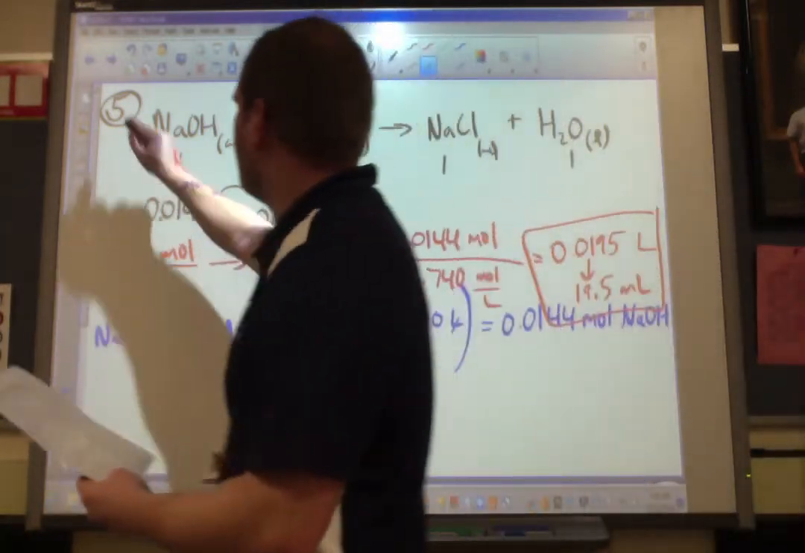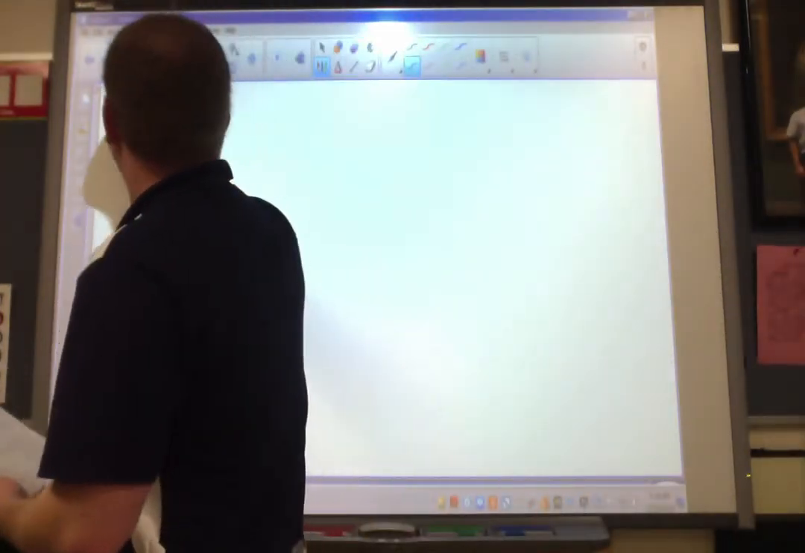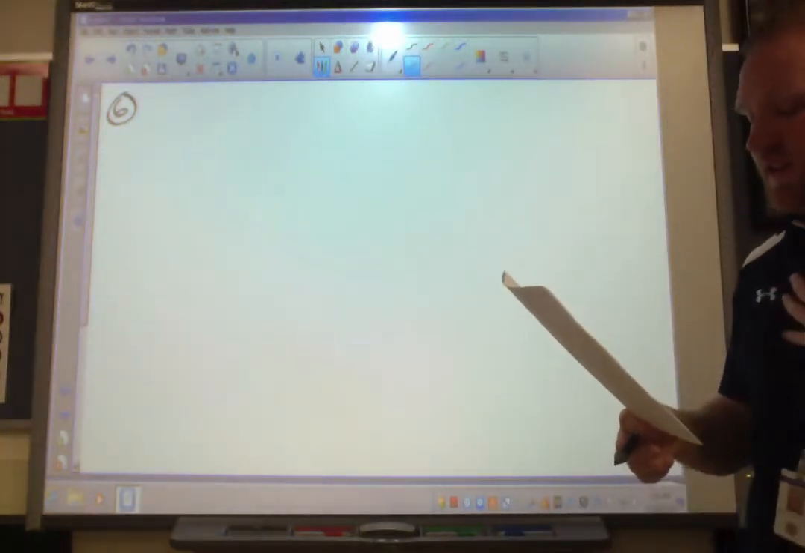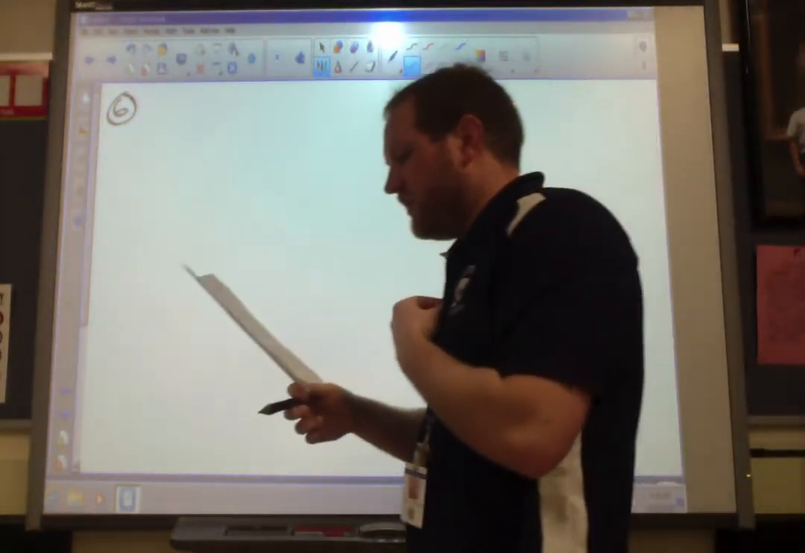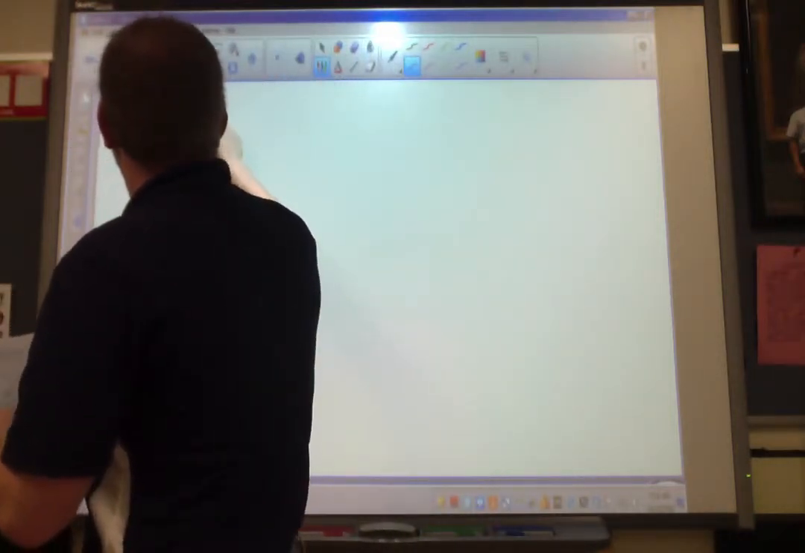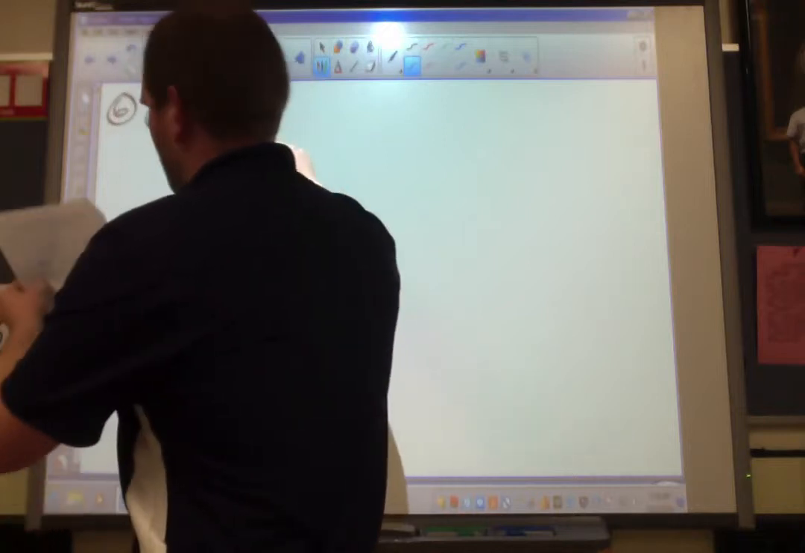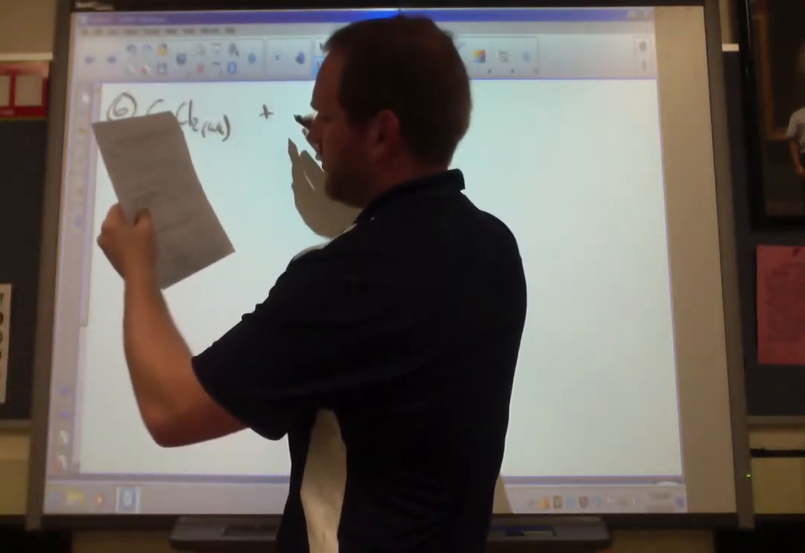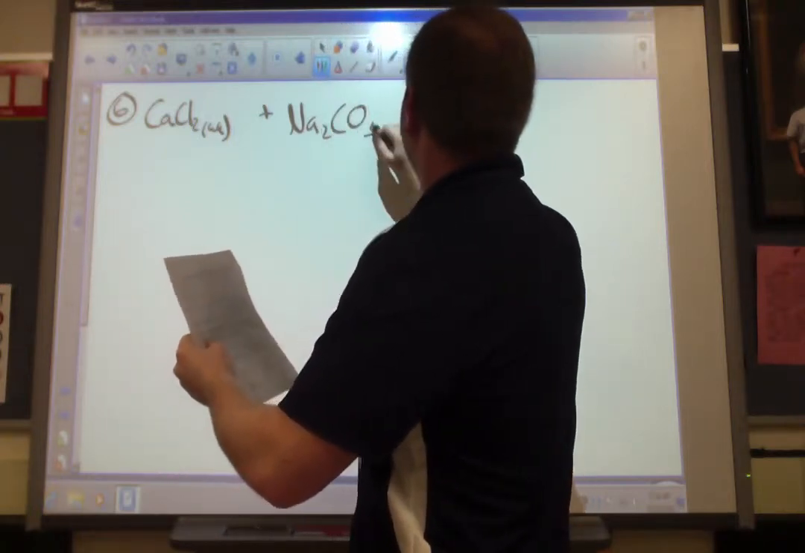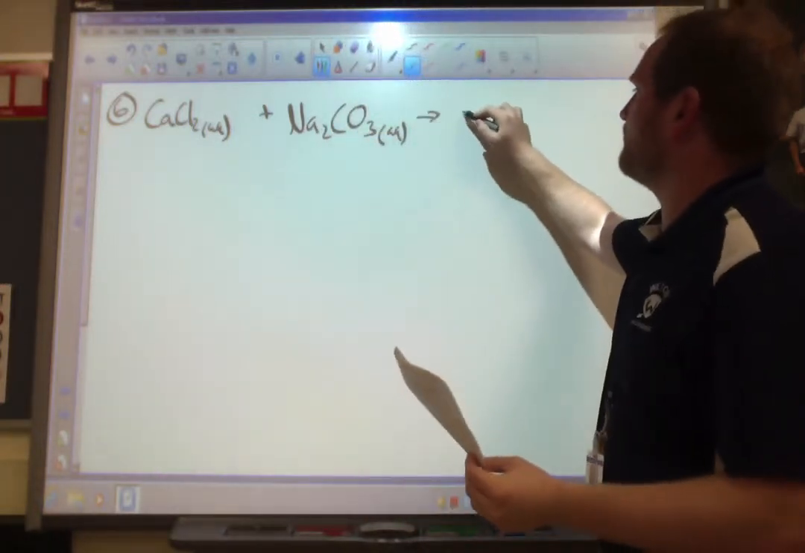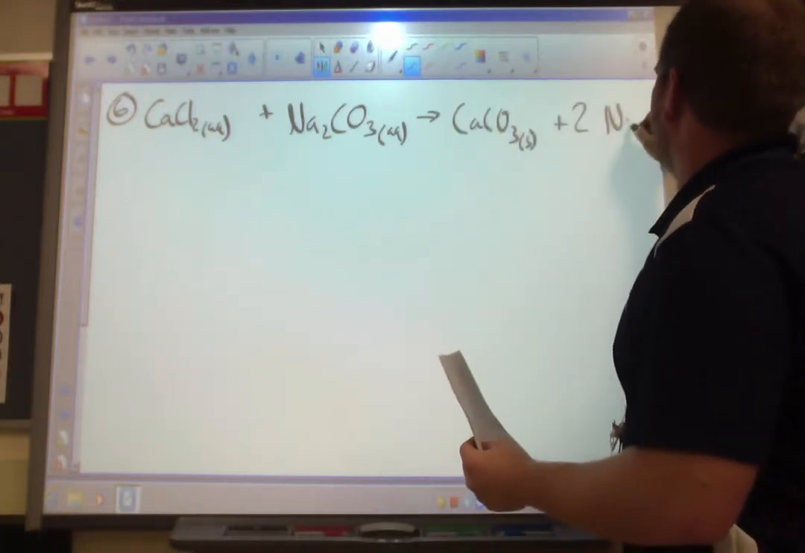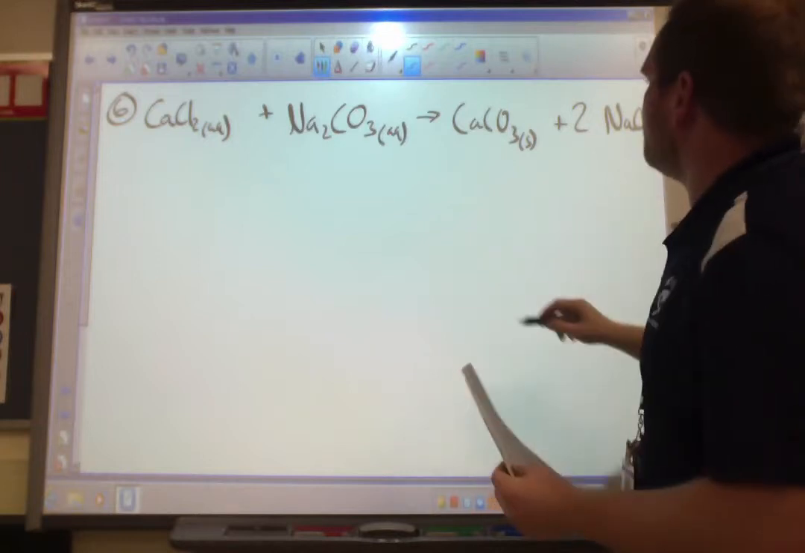Number 6. So we're now in the White Lab Supernatant Test calculations. Alright, 1.2 moles of CaCl2 aqueous are added to sodium carbonate aqueous. And we should be very familiar with this reaction by now. CaCO3 solid plus 2 NaCl aqueous.